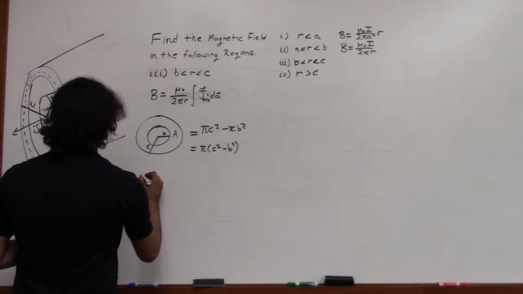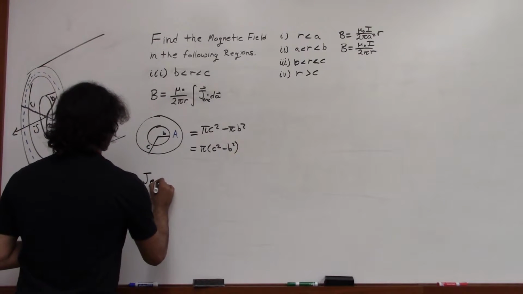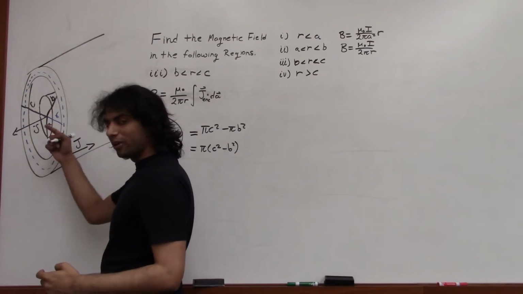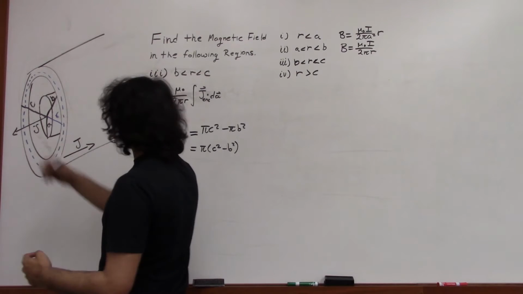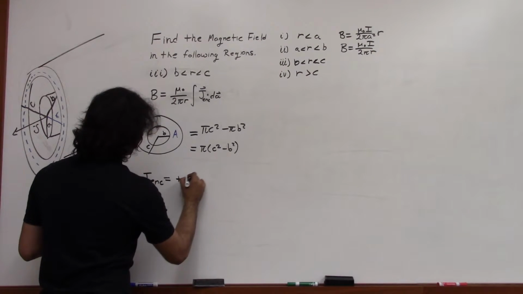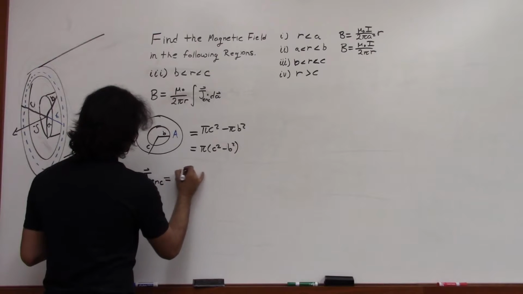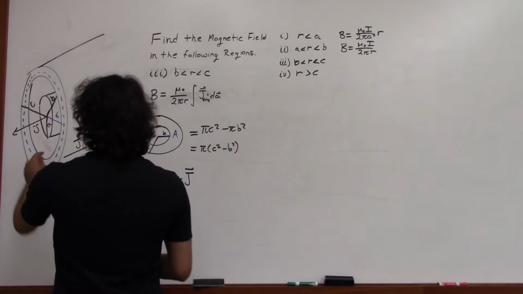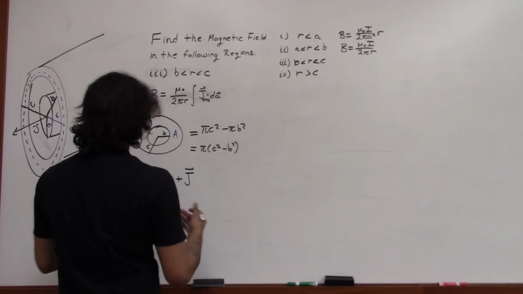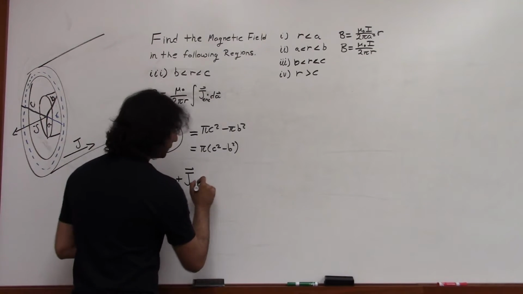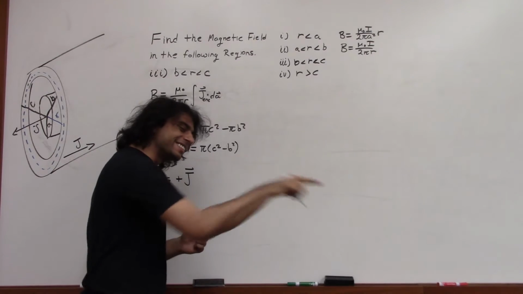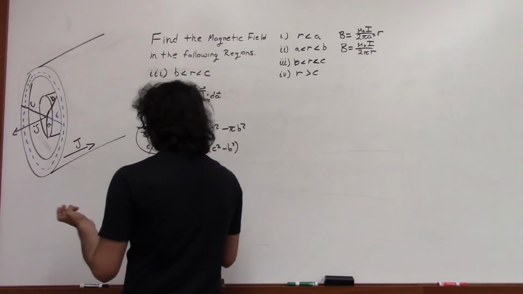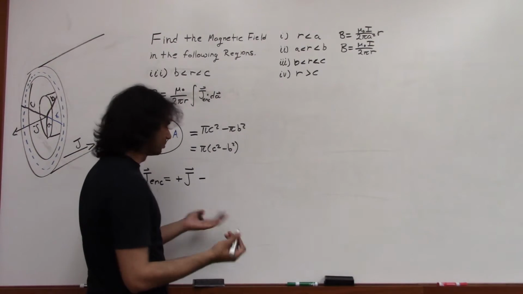J enclosed is going to equal the J that's already being attributed from the central wire. So I'm just going to call that a plus J. And keep in mind these are vectors. And then we have this partial J. Don't really have a good way of representing it, but the important part is that it is inside. So I'm going to call this a minus, and since it's a partial J, let's just denote it as a small lowercase j.